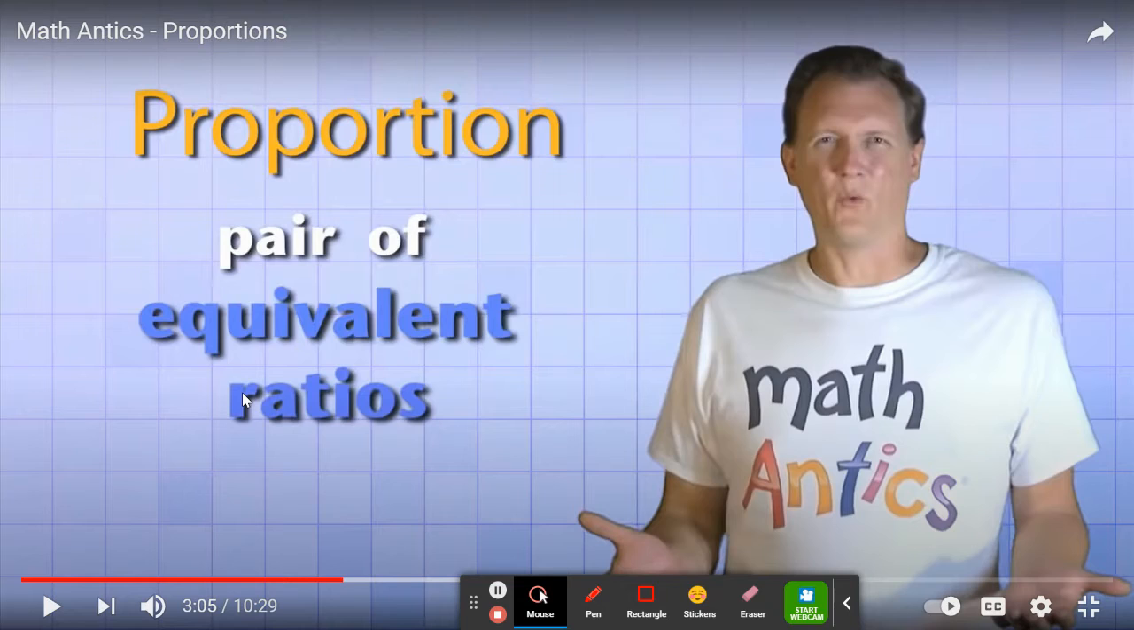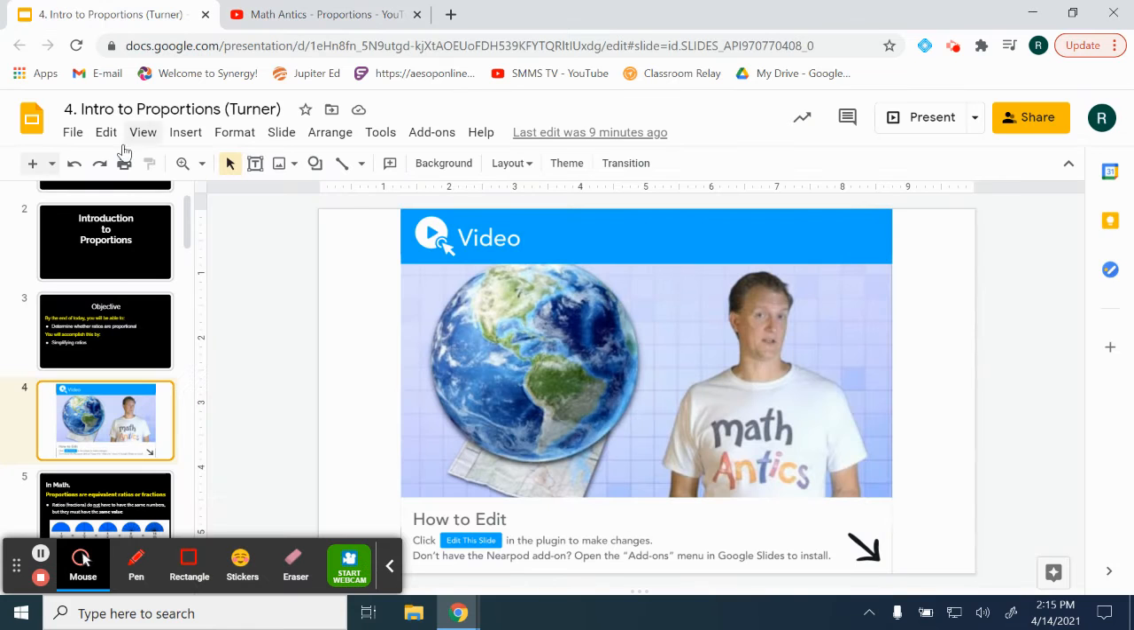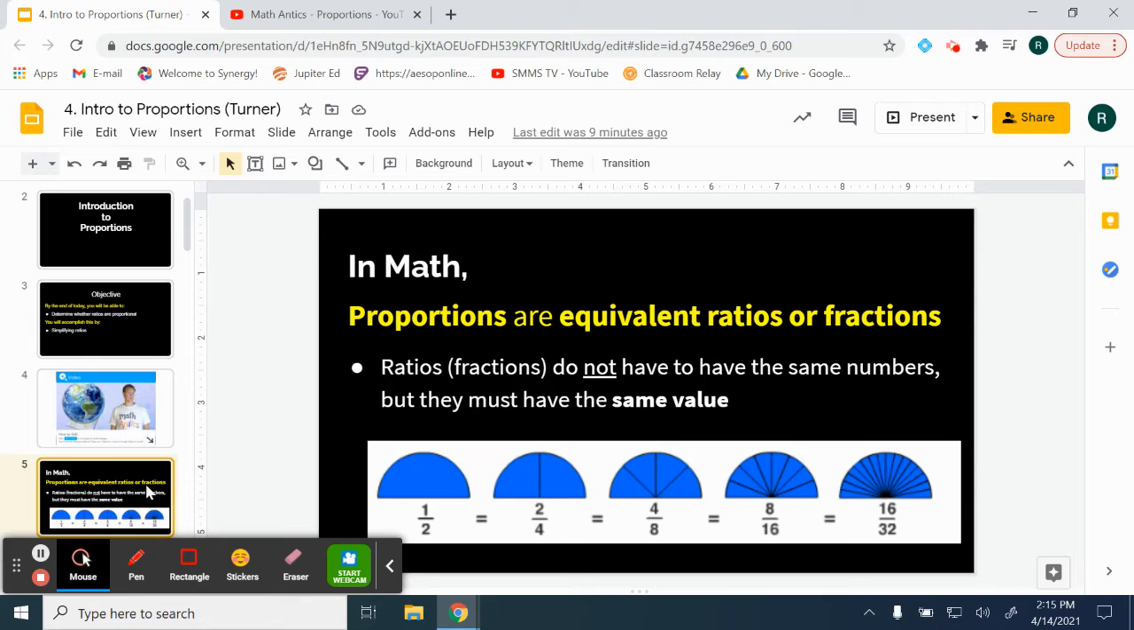When we're talking about proportions, we're talking about a pair of ratios that are equal to one another, that are equivalent. So let's go ahead and see how we will recognize if we have proportions or not.